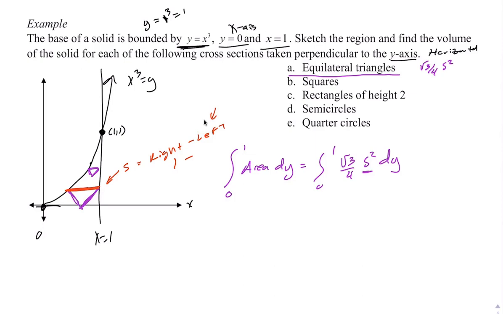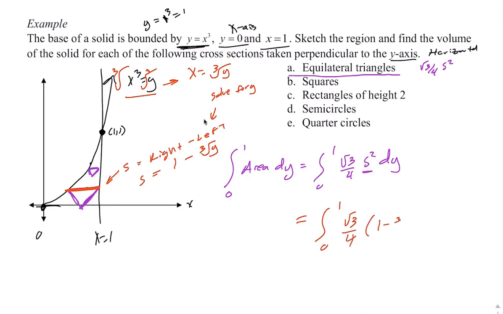So the trick here is just solve for x. You want y in the equation. So I'm going to get my equation here and solve for x. Take the cube root of both sides, and I get x equals the cube root of y. That's my equation. That is my s. So my s in this formula is going to be the integral from 0 to 1 of radical 3 over 4 times (1 minus the cube root of y) squared dy.